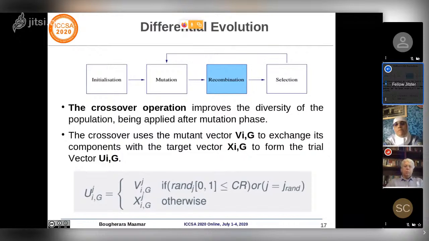The third step is crossover or recombination, which improves the diversity of the population. The crossover uses the mutation vector to exchange its components with the target vector to form a trial vector.